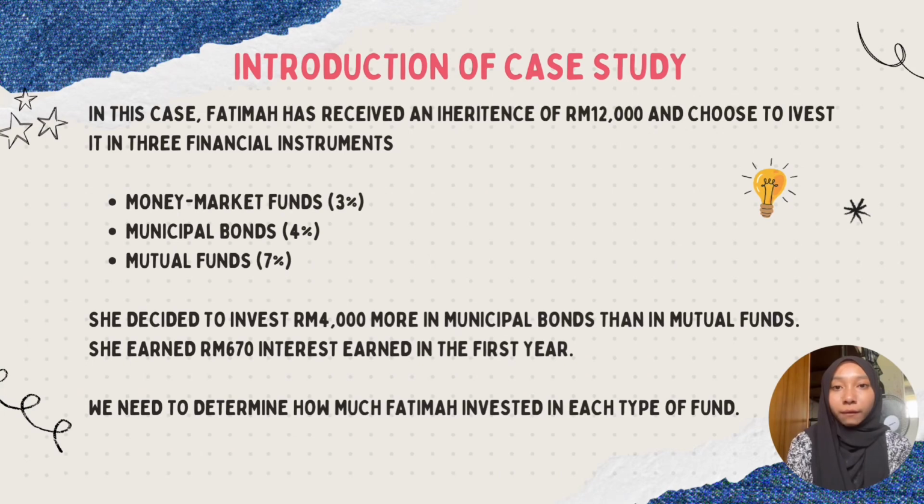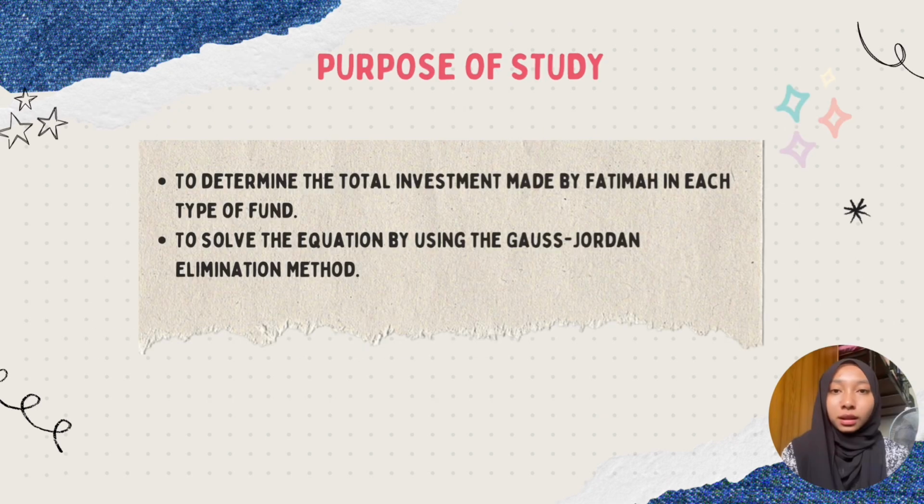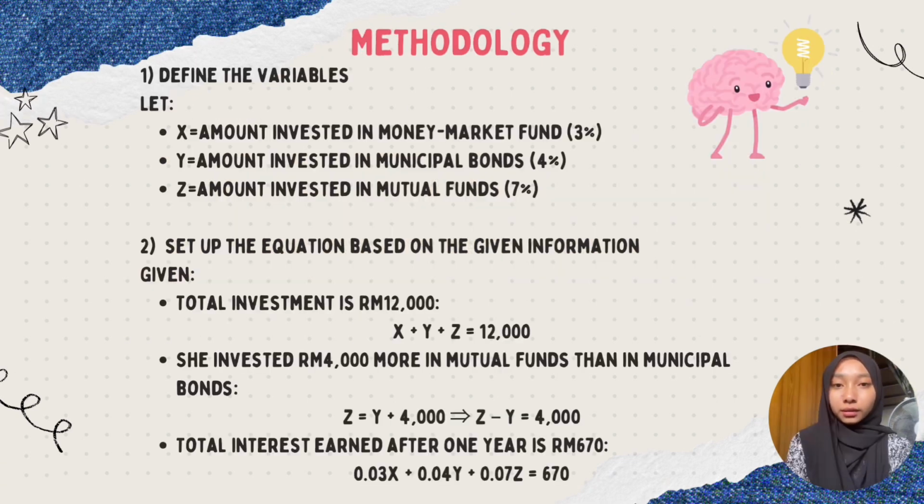For question 1, Fatimah received an inheritance of 12,000 ringgit. She divided it into 3 parts and invested them in money market fund, municipal bonds and mutual funds. We are going to find out how much she invests in each of these options. The purpose of the study is to determine the total investment made by Fatimah in each type of fund and to solve the equation by using the Gauss-Jordan elimination method.